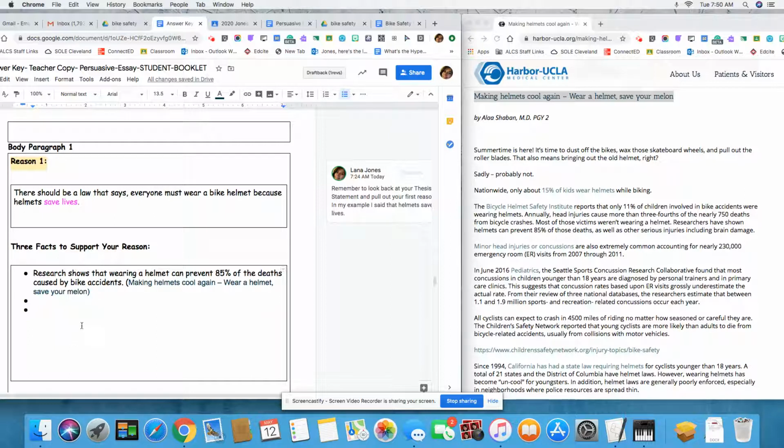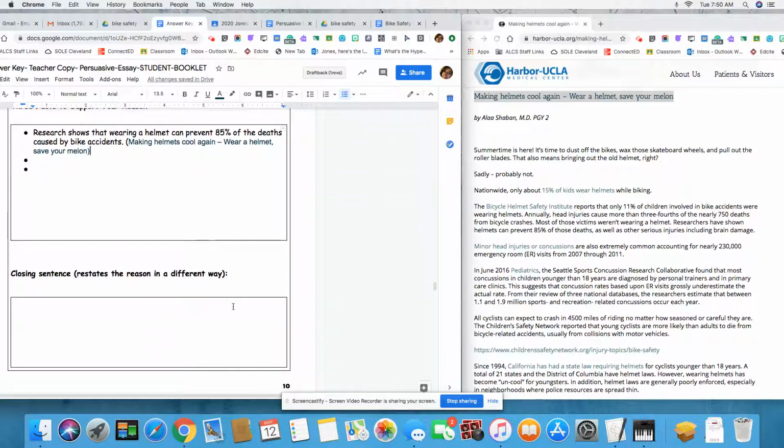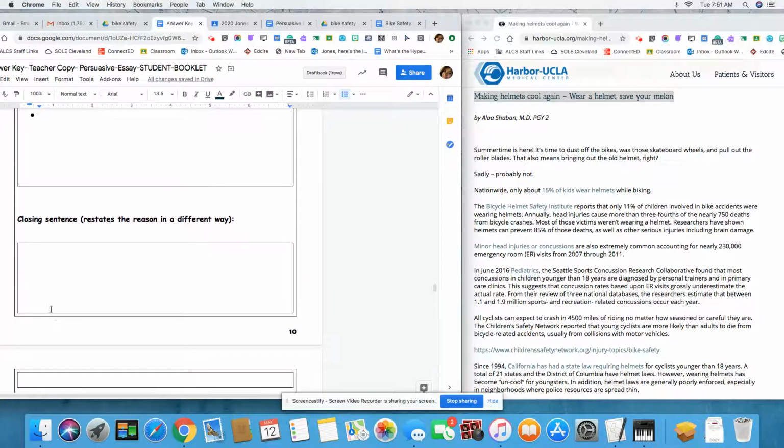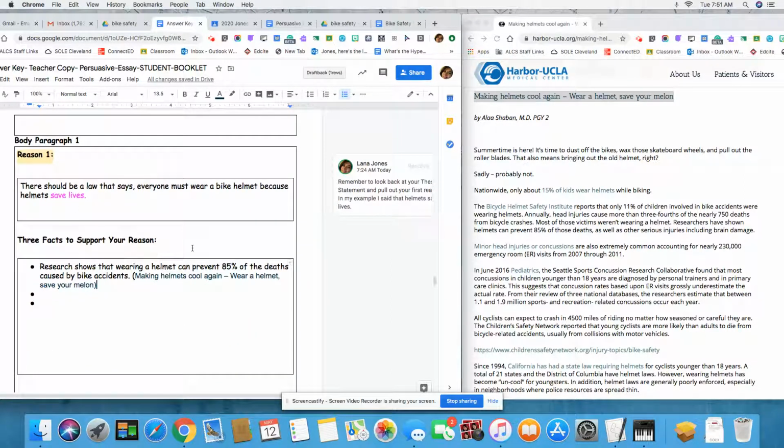So then you're going to have your reason 1. There should be a law that says everyone must wear a bike helmet because helmets save lives. Research shows that wearing a helmet can prevent 85% of the deaths caused by bike accidents. All right, you're going to get 2 more reasons, and then you're going to have a closing sentence. It says, this restates the reason in a different way. Okay, so our reason is there should be a law that says everyone must wear a bike helmet.